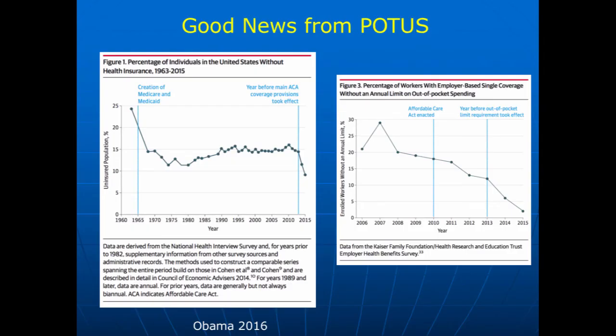How is the ACA doing? You can see in this article from the president in JAMA, yes, he's the first president to publish in the medical literature, that we've seen decreases in uninsurance, and in the portion of privately insured individuals who could have unlimited annual out-of-pocket spending for healthcare. These are distinct gains.